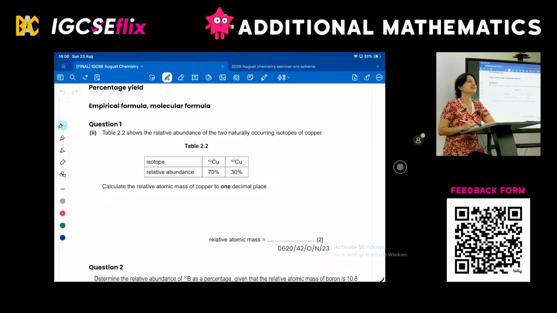So welcome to IGCSEflix. So today we're going to do chemistry. Everybody has their notes? Today I'm only going to focus on 3 things. If we have extra time, we have extra time. If we have no extra time, then we won't do it. But I want to focus on these first 3 things: stoichiometry and calculation, number 2 is organic chemistry, and the third thing is paper 6.